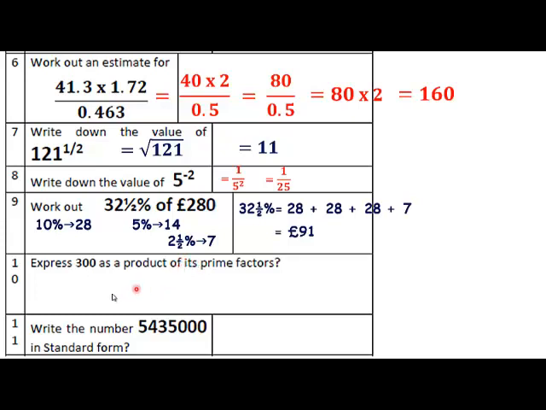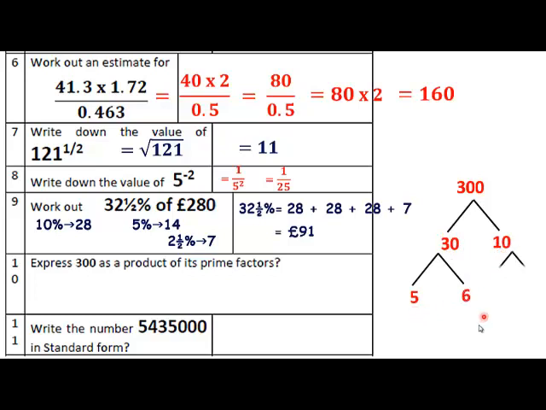You need to be able to do that without a calculator and comfortably add up and get the correct answer. Express 300 as the product of its prime factors. Let's do a factor tree for that. 300, if I split it up into 30 and 10, if I split up the 30 into 5 and 6, now there are loads of ways you can split it up.